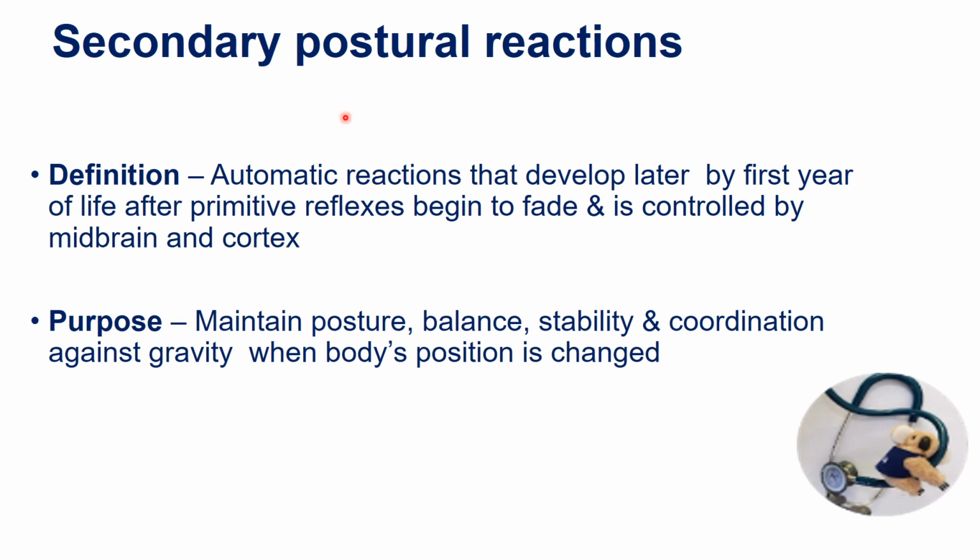Primary reflexes were controlled by the spinal cord and the brainstem, and this one is controlled by the midbrain and the cortex. The purpose of the secondary postural reactions is to maintain posture, balance, stability and coordination against gravity when the body's position is changed. This will be required throughout life.